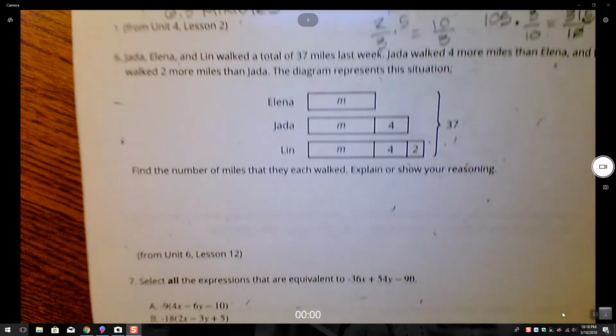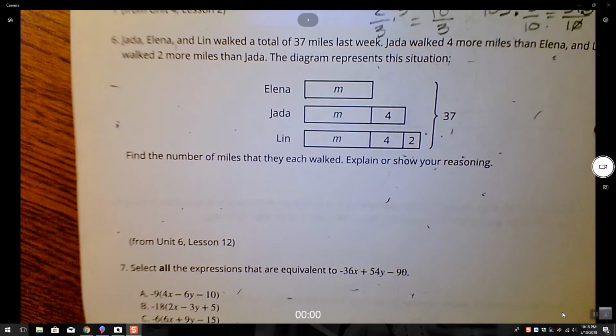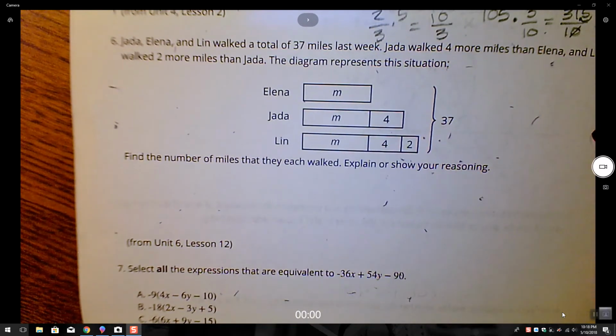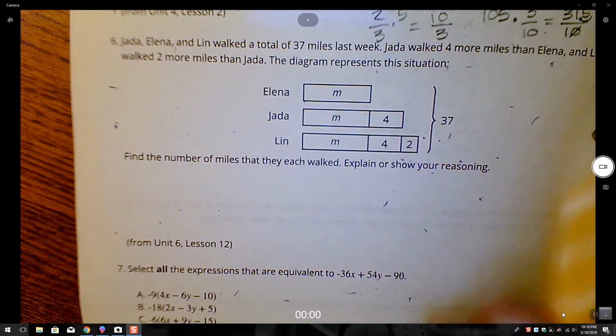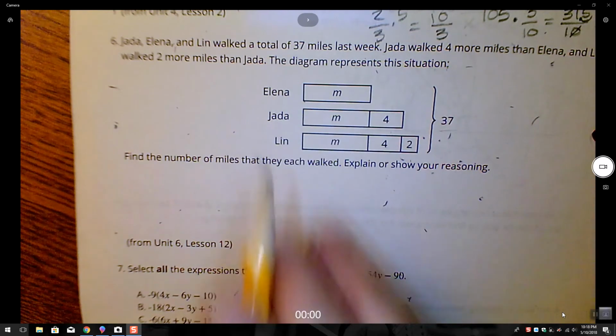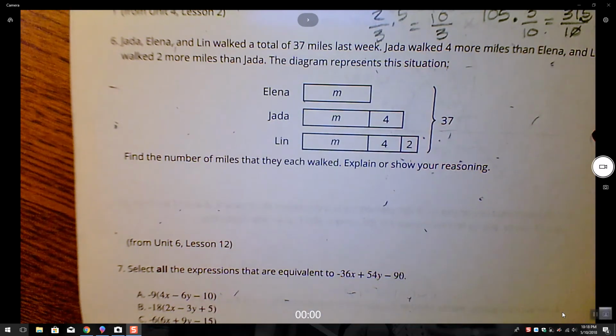The next problem, I'm going to have you work on that one by yourself because they've done such a great job of visualizing it. Basically, you can tell right here. You've got 3 M's, you've got 2 4's, you've got 1 2. Add it all together, you're going to get 37. So see if you can turn that into an equation. Go ahead and pause the video.